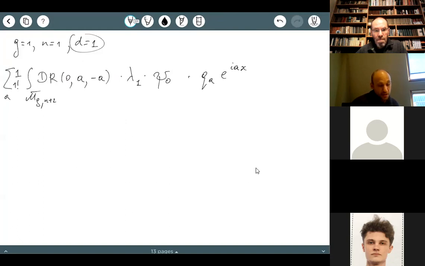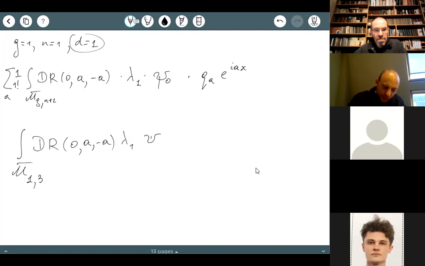Okay, so remember I gave you the formula for the double ramification cycle. So genus is 1, n is equal to 3. Just before using the formula for the double ramification cycle, I will use one more thing. Right, so now we have this thing to compute: the double ramification cycle times lambda 1 times psi 0.